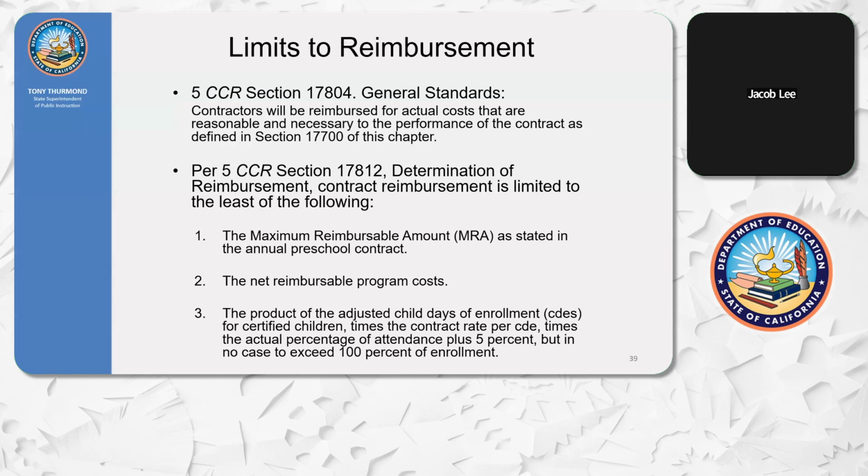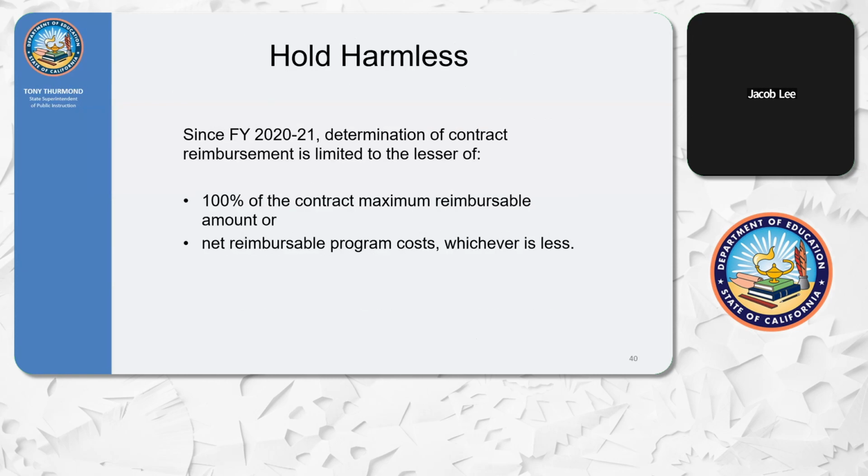And then the net reimbursable program cost, or the product of the adjusted child days of enrollment, CDEs, for certified children, times the contract rate per CDE, times the actual percentage of attendance plus 5%, but in no case to exceed 100% of enrollment. And that third one there is just the service earnings.